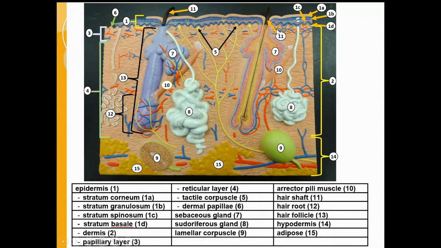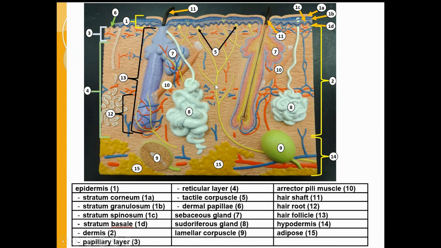So let's go through the top and work our way down. You have your stratum corneum, your stratum granulosum, your stratum spinosum, and then the wavy bottom layer is the stratum basale. That's all housed within the generalized layer, which is the epidermis. And then everything from here down is all the dermis. The dermis is divided into the papillary layer, which has the dermal papillae, and then you have your reticular layer.